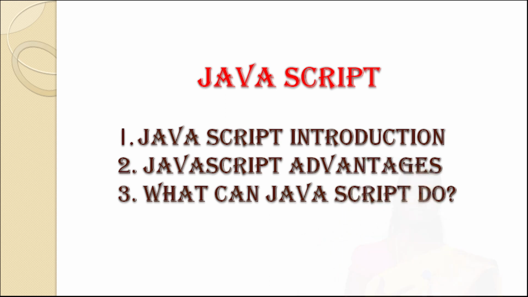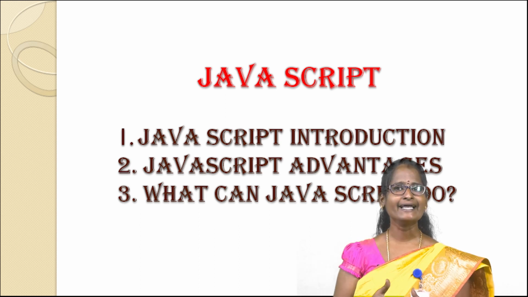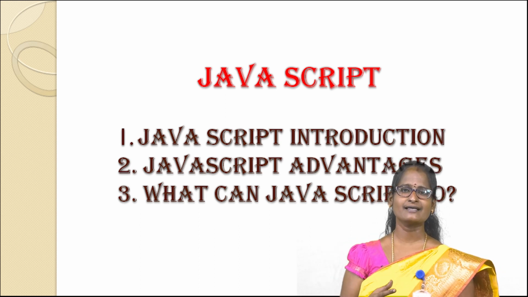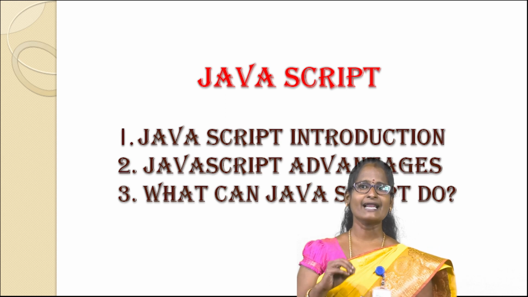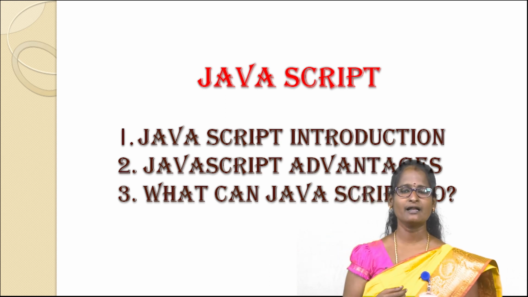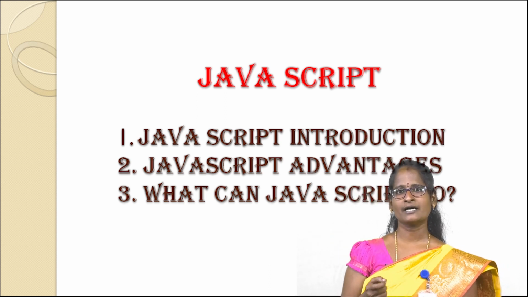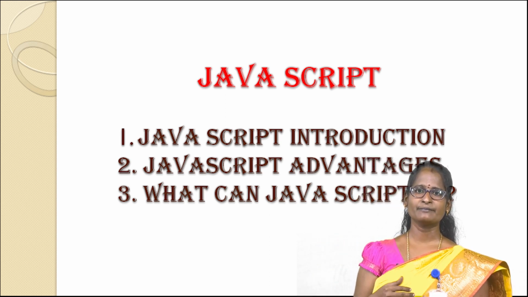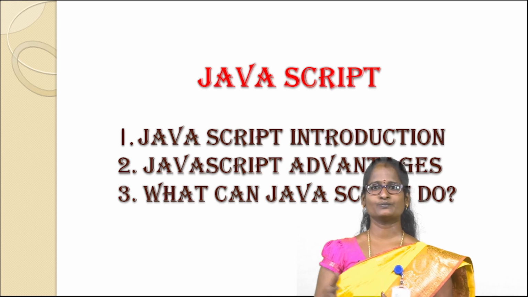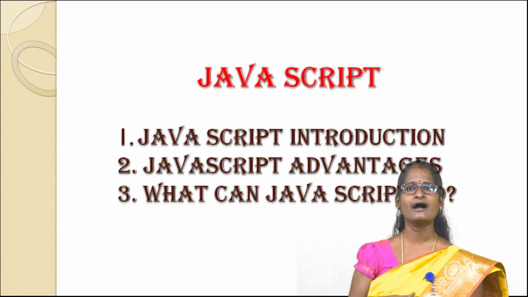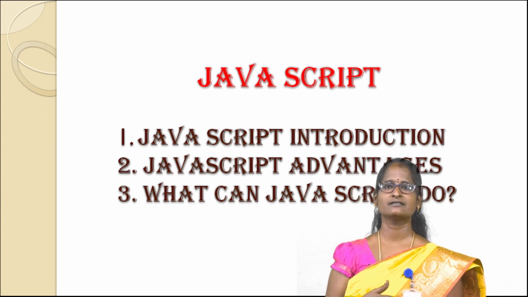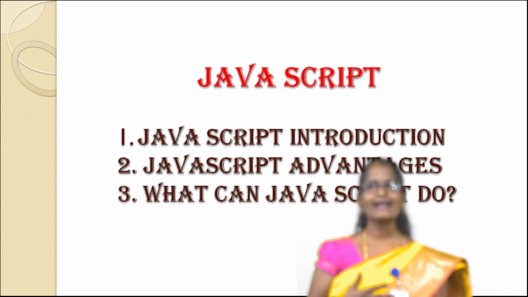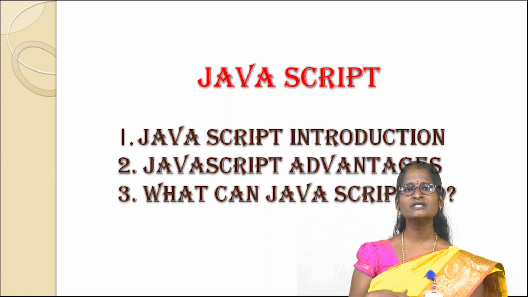Then what can JavaScript do? It can validate form data, whether the data is correct or not. It validates our data. For example, our email, the username and the password, whether they are valid or not. Using JavaScript, it handles events also. Then it can read and write HTML elements. Then it can access or modify browser cookies also.